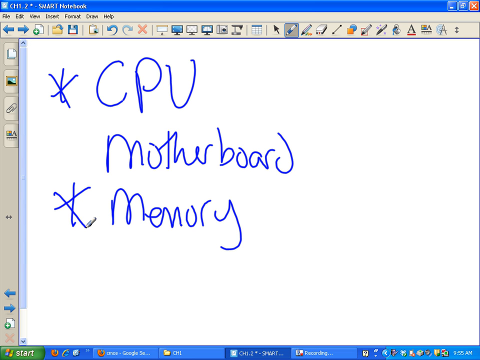Because if it was wrong with my CPU or my motherboard, I wouldn't get anything, because it would never get far enough in the power on self-test to even check the memory. It would just fail, and you'd be like, nothing's happened. One of the ways you can check is if you take out the memory and you hear the beeps, it usually means the motherboard and the CPU are okay. It's something else.